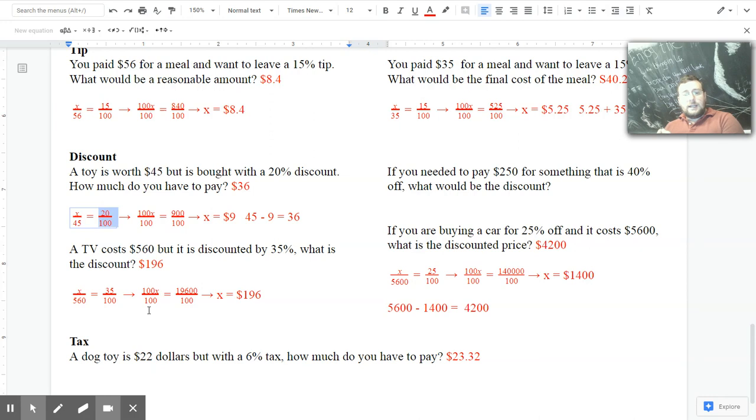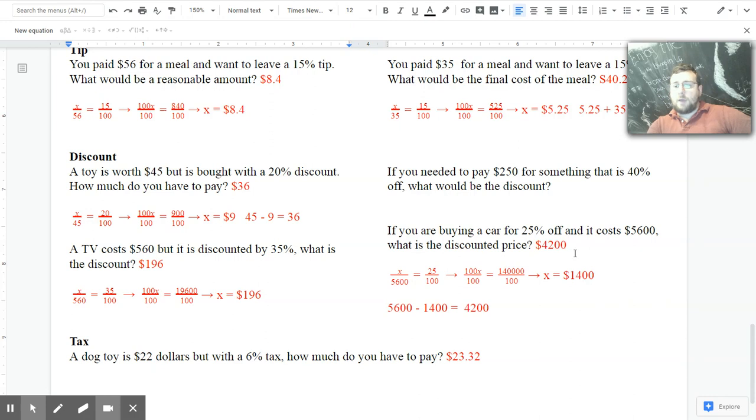If you use 80, you're going to go straight to your final answer because you're not figuring out the discount in that case, you're figuring out what you paid. So you could do that and not have to subtract at the end, but I like to do it this way because it just works for me. Whichever way works for you, you can do so.